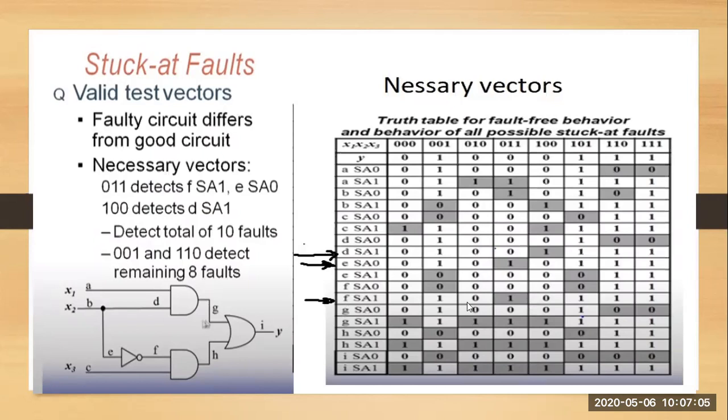The differing output at the output side, and the remaining outputs you can see are all the same as the general output. Only one output is changed, for D stuck at 1, E stuck at 0, and F stuck at 1. Only one possibility of occurrence is changed here. That is what detecting the necessary vectors means.